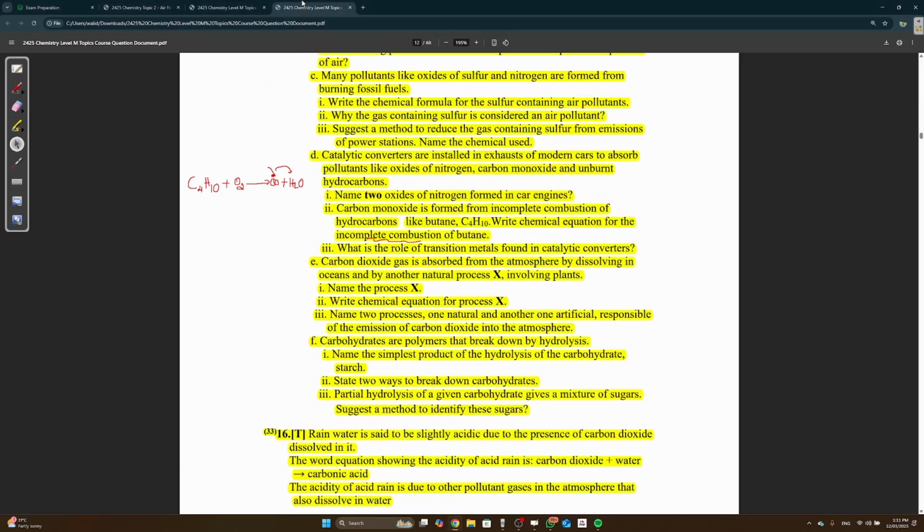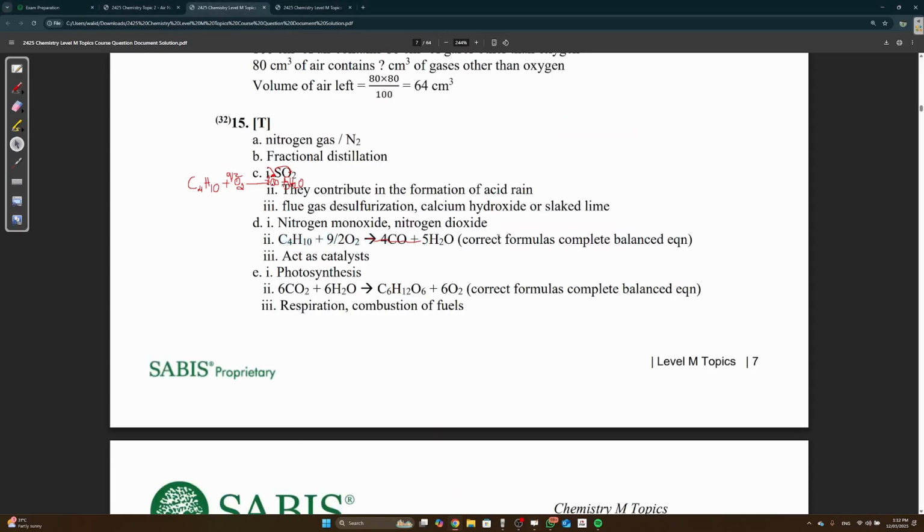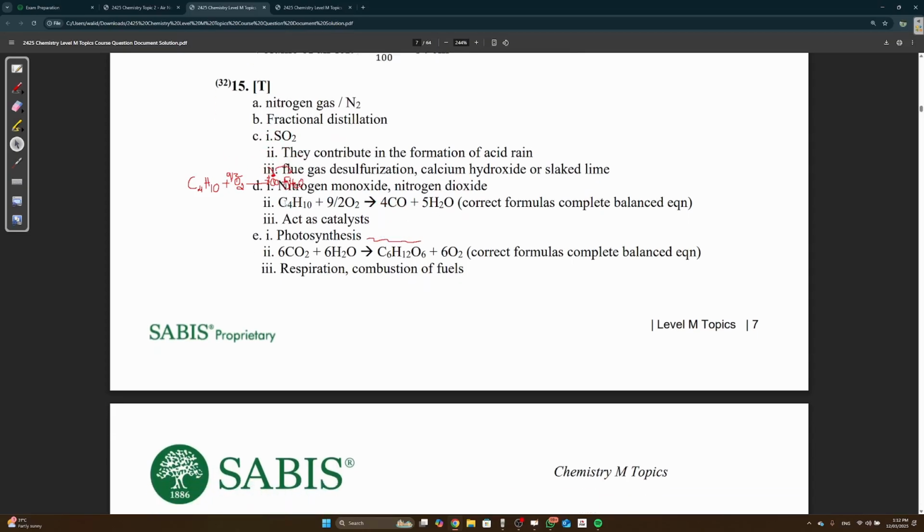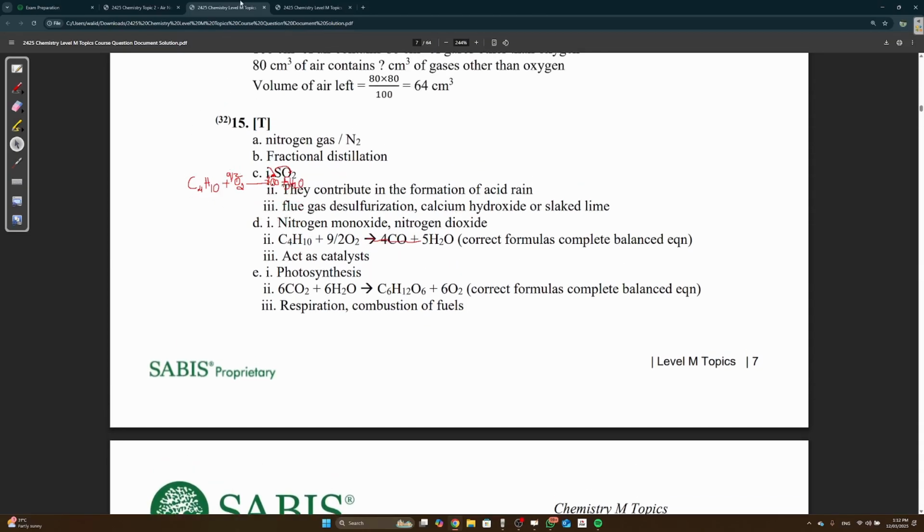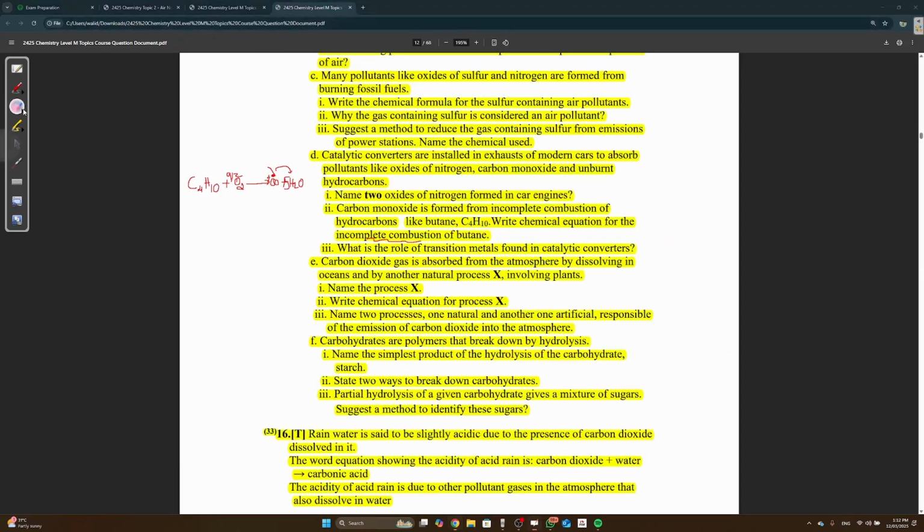So here, and then you need to balance it. C4, so you should put 4 here, okay? So you have 4, 1, you have H10, so you should put a 5 here. So 4 plus 5, 9, so put 9 over 2 here, okay? And if you want to multiply the whole equation by 2 to get rid of the fraction, that's fine.